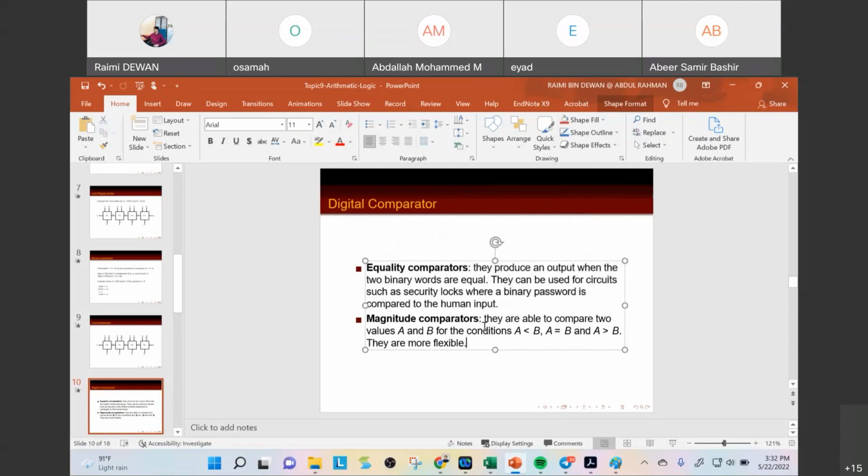It compares whether it is the same or not. Then we have the magnitude comparator. This one is more flexible because it can compare many outcomes: less, greater, or equal.